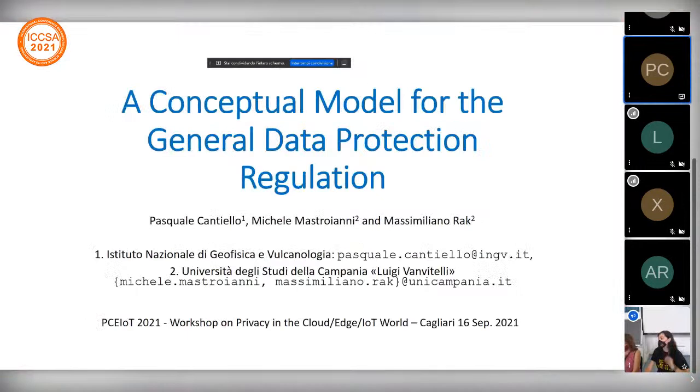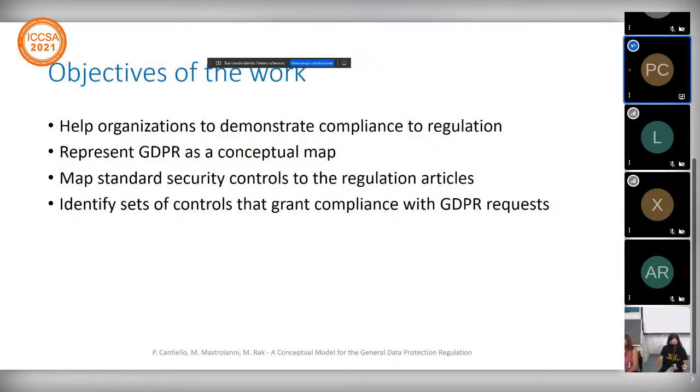Can you see the presentation? Yes. Okay, good morning to you. I am Pasquale Cantiello, and I'm working now for Istituto Nazionale di Geofisica e Vulcanologia, and this work has been made with my colleagues of Università della Campania. It's a work about GDPR, and the main objective of this work is to help organizations demonstrate the compliance of their processes and their way of working to the regulation.